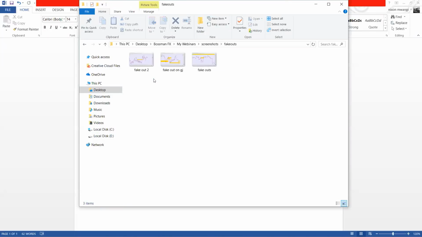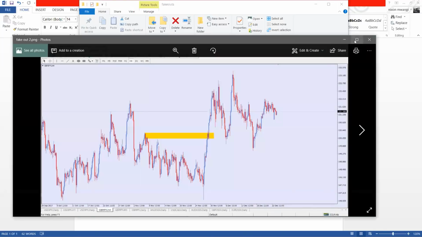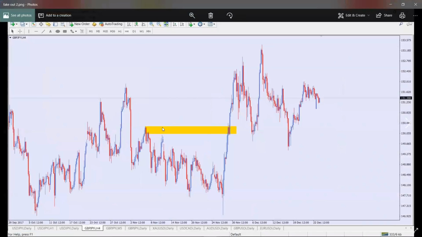Fake outs. I think I've talked about fake outs. Oh, no, I've not talked about fake outs as well. Fake outs is something like this. Okay, this is something I actually came to notice. Take a look at this here. Here, this is actually what I want.